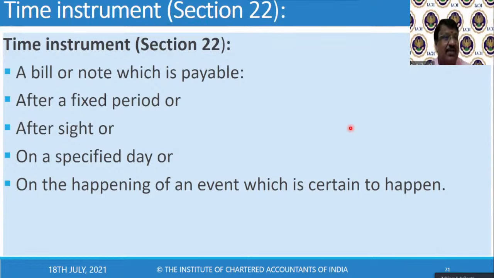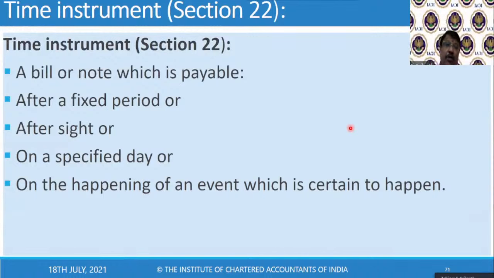30 days after sight, a sum of rupees 50,000. That means the bill should be presented first for acceptance. That is sight. From that date, within 30 days or 60 days, the amount has to be paid. The due date will be 30 days after, 60 days after.